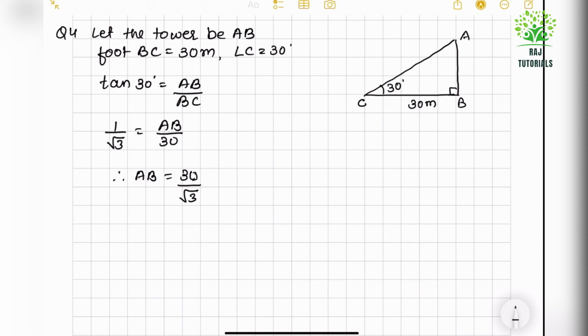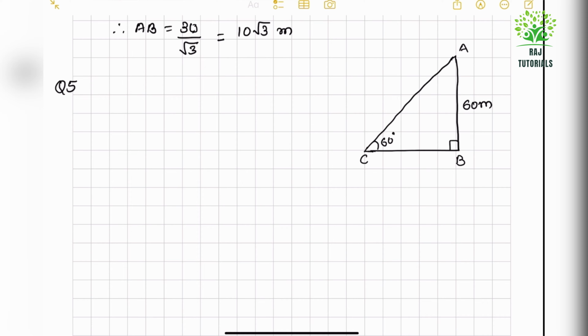So if I cut root 3 from this, I will get AB equal to 10 root 3 meter. The next question says a kite is flying at a height of 60 meter above the ground. The string attached to the kite is temporarily tied to a point on the ground. The inclination of the string with the ground is 60 degree. Find the height of the string assuming that there is no slack in the string.